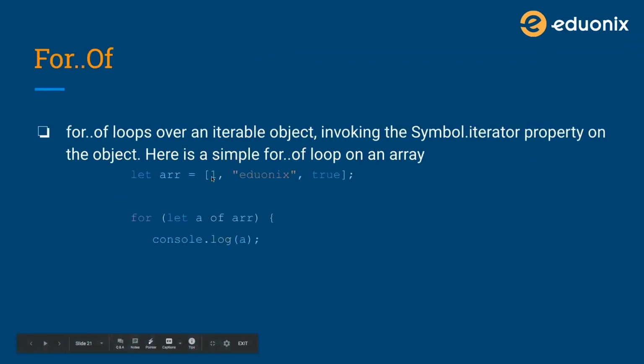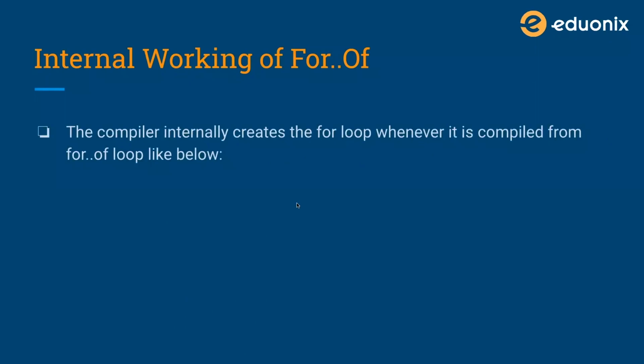Like this is a tuple, right? I hope you guys understand this. It's a kind of a list or array of different types, not a homogeneous one. If I say for of, then it will give me the values. Before we move on to for in, I'm just explaining the working of for of.